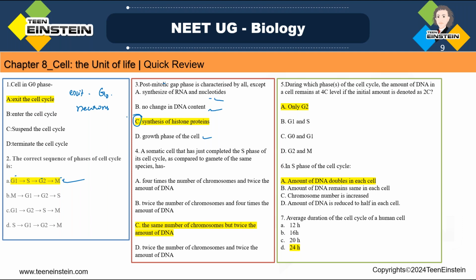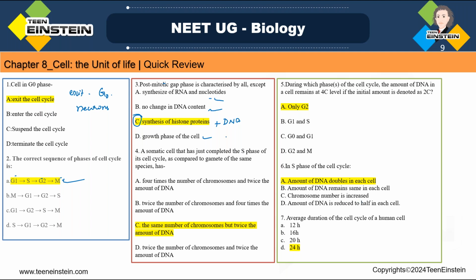So histone proteins and DNA both are synthesized in which phase? In S phase of the cell cycle. Synthesis of histone protein plus DNA, both are taking place in the S phase of the cell cycle. Clear? Next question is, a somatic cell that has just completed the S phase of its cell cycle.